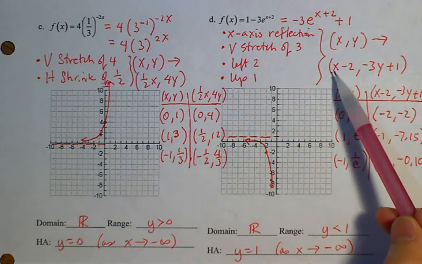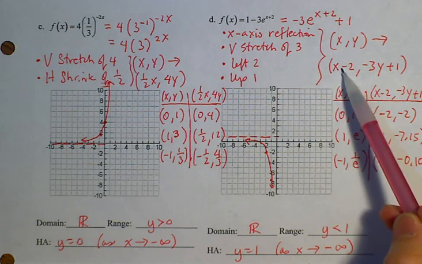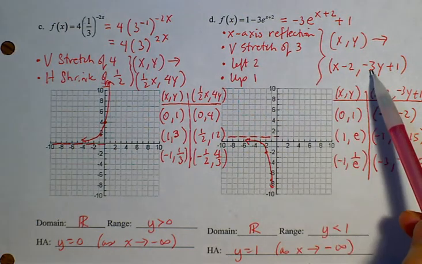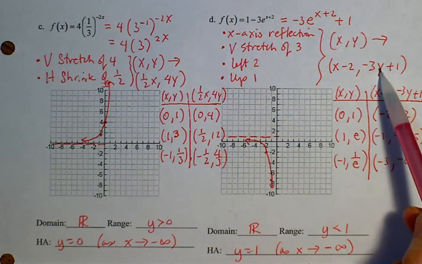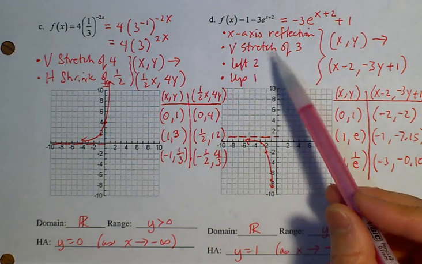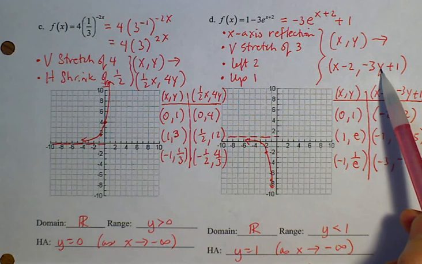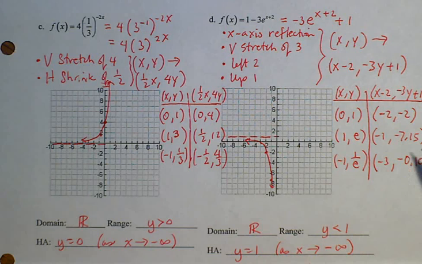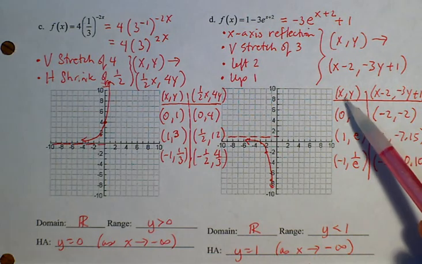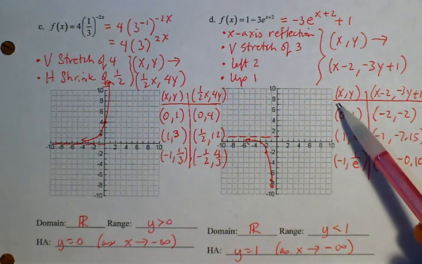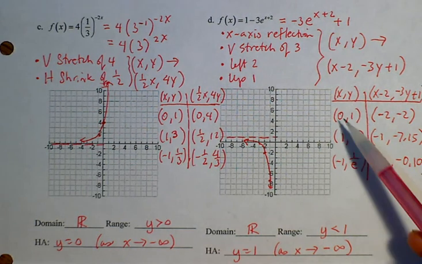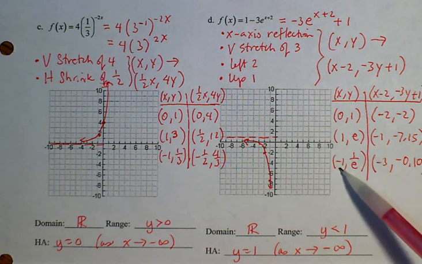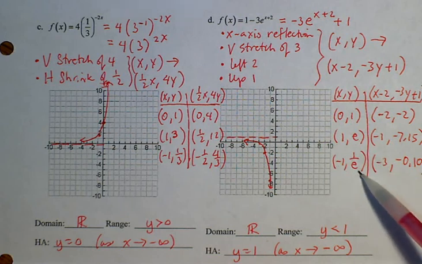Okay, so the mapping is (x, y) goes to x, and then I have a minus 2, so that's from the left 2. And the x-axis reflection negates the y, so it's a minus. And then there's a vertical stretch of 3, so it's a negative 3y. And then it's going to go up 1, so it's a plus 1. Okay, so my 3 key points for the parent function, and this time the parent function is e to the x, are (0, 1), (1, e), and (-1, 1/e).